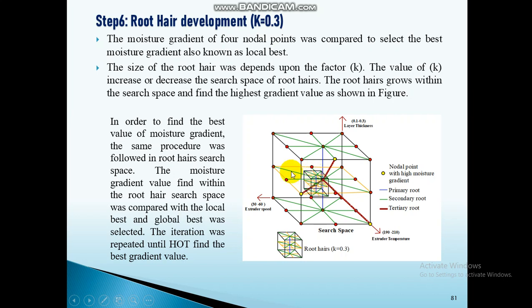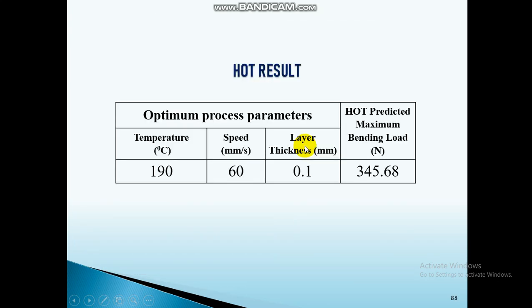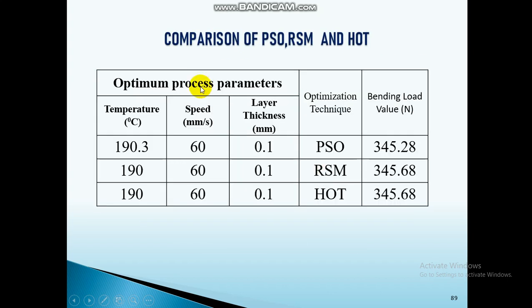Again primary root, tertiary root, and again root hair will form, and again this root hair will grow here. So like that it will search in this space to find the best solution. This is how the hydrotropism optimization technique works, and this is the code written in MATLAB software. This is the HOT result. So 190.60.1. So now I compare the results.